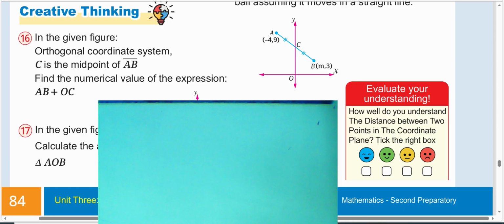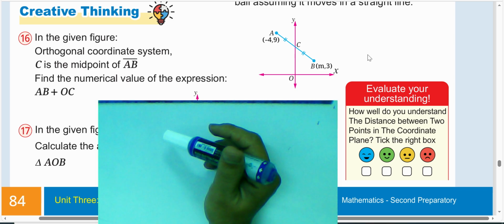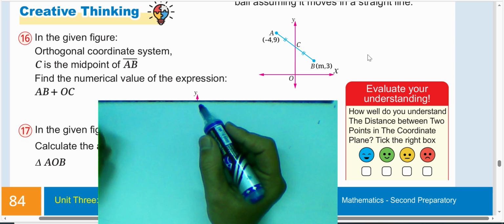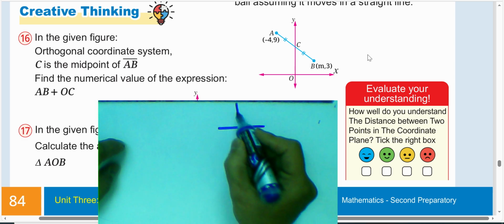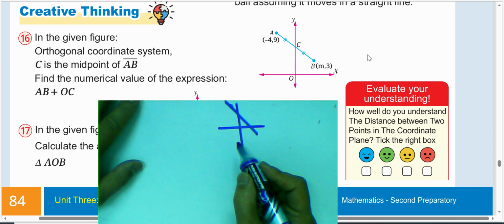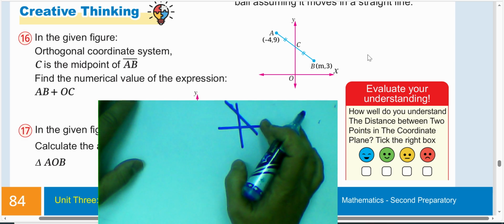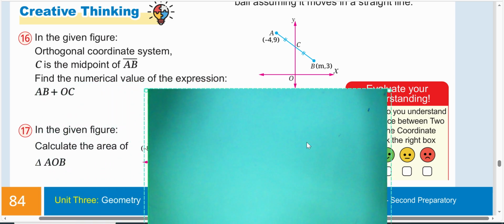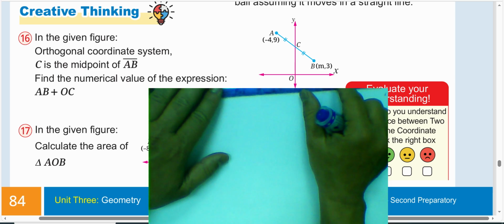Okay, understood? In the given figure, we have points A and B and C in the middle. We want to find the length of AB plus OC. C is the midpoint between the 2 points, so we can find the coordinates of point C first. Look here, we have a straight line passing through 2 points. Okay, listen to me, I will draw. Pay attention.